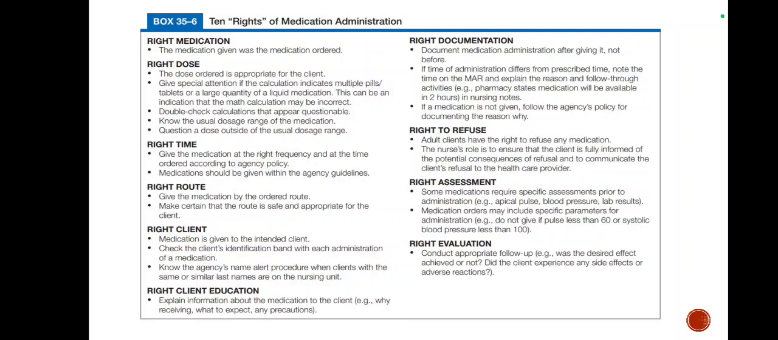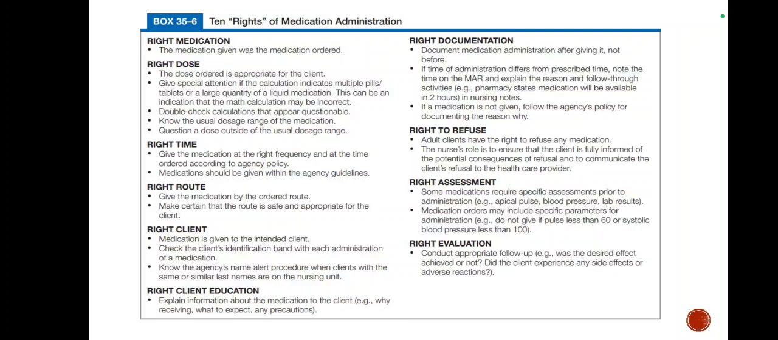Next, we have right documentation. Document medication administration after giving it, not before. Because what if the patient had certain reactions or problems before giving the medication, and you have already recorded that you have given it? However, due to some problems, you have not given the medication. So in documentation, it's very important not to note any errors in the chart.